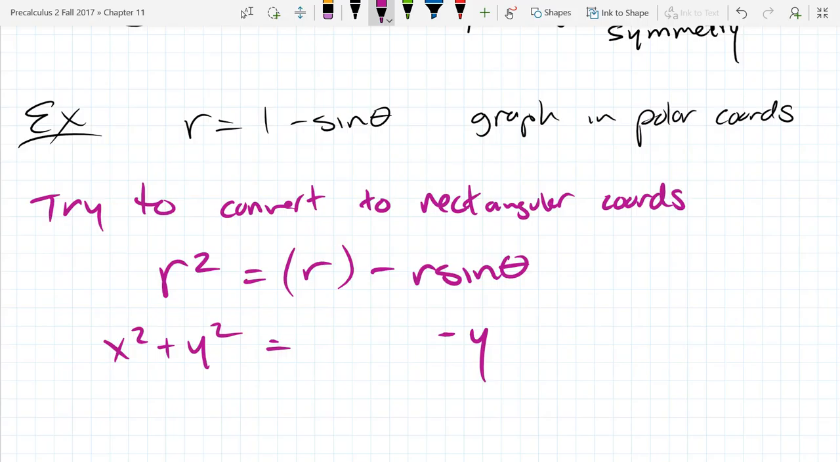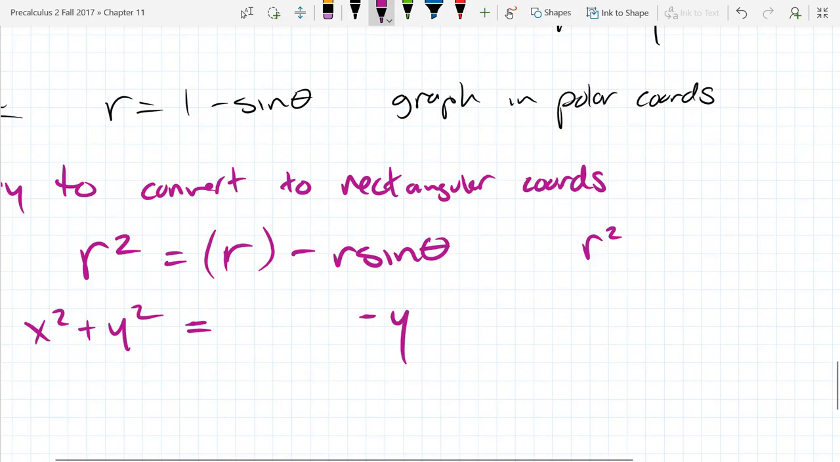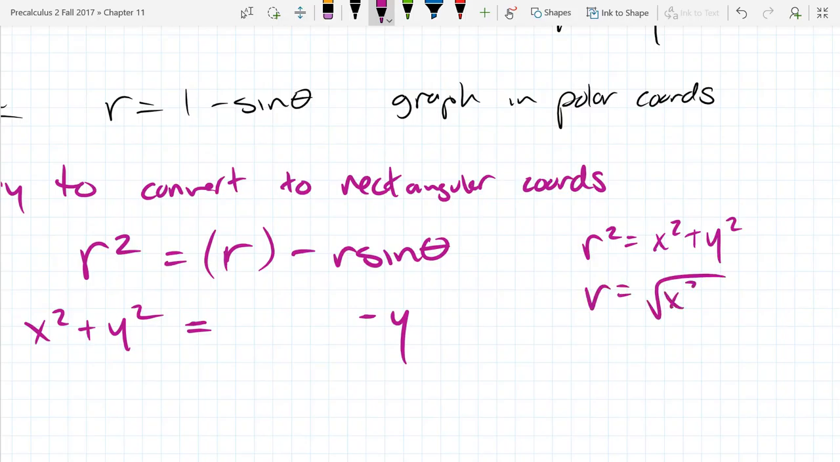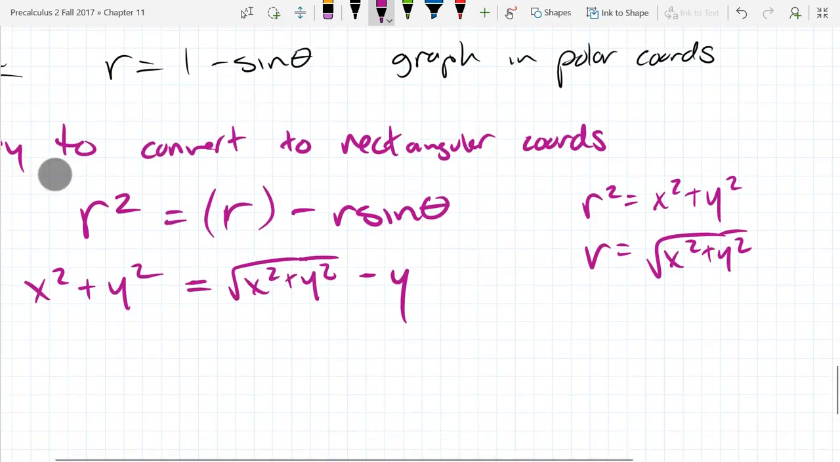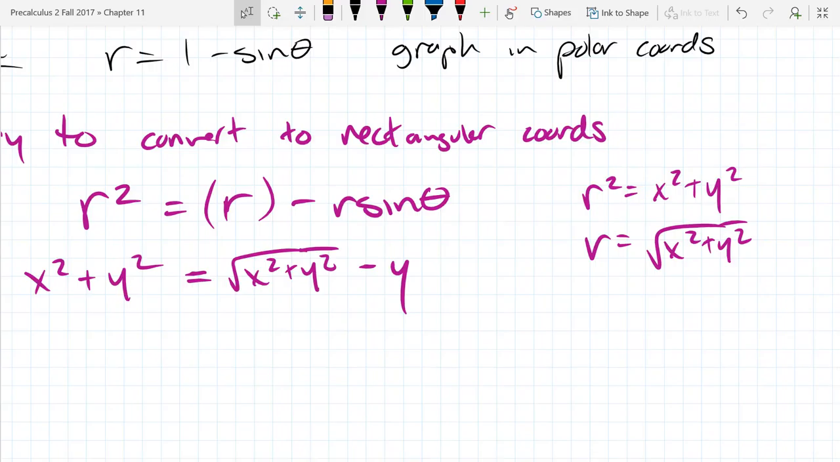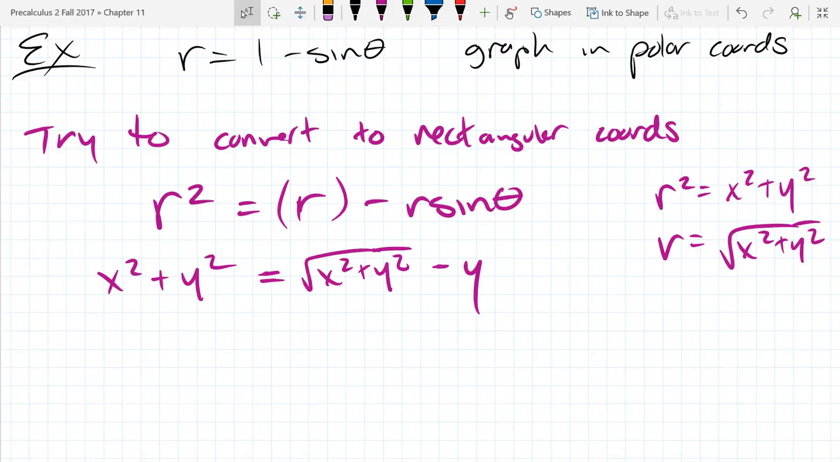Now from here, r squared, that's easy. That's x squared plus y squared. R sine theta is easy also. That's y. What about regular r? How do I convert regular r? So I know r squared equals x squared plus y squared. That's what I did to r squared. So this means r is the square root of x squared plus y squared. So I turn this equation into rectangular coordinates.